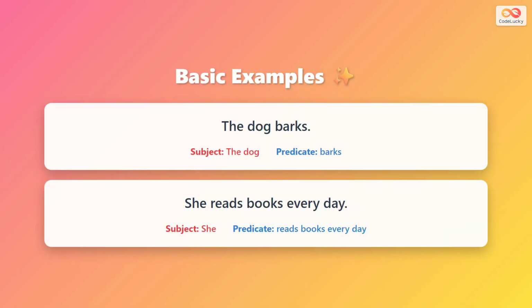The dog barks. Subject is the dog, predicate is barks. She reads books every day. Subject is she, predicate is reads books every day. These basic examples show the simple sentence pattern clearly.